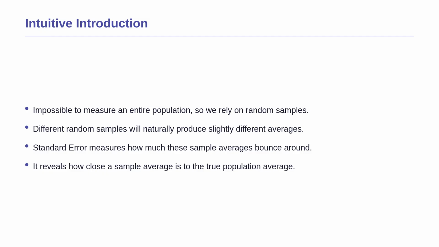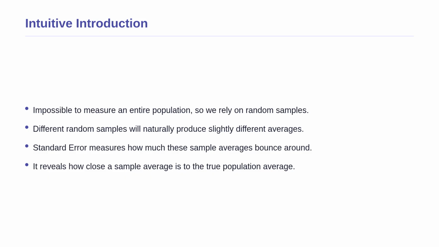To start, imagine you want to know the average weight of all adult penguins in Antarctica. It is physically impossible to catch and weigh every single one. Instead, you catch a random sample of 50 penguins and find their average weight. Now, if your friend catches a completely different random sample of 50 penguins, their average weight will probably be slightly different from yours. This natural, unavoidable variation between different sample averages is exactly what we are trying to understand today.